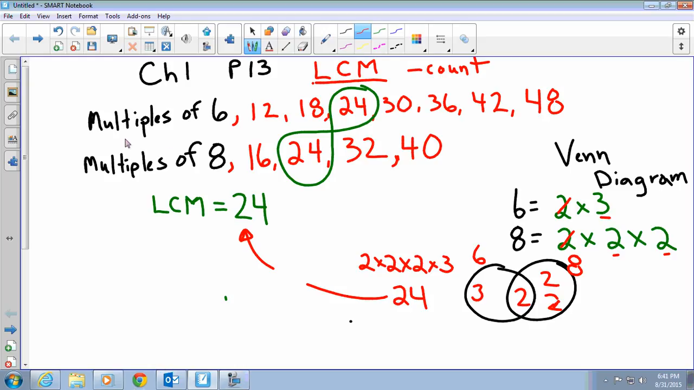One is called using the multiples, or the counting method, and the other is using the Venn diagram, which is our prime factorization method. Now, which one works the best? It all depends on the numbers. If you can easily count the numbers, like 6 and 8 are very easy to count by 6's and 8's, that might be your best method. Sometimes you might get larger numbers where it might be harder to count, and then it might be better to use the Venn diagram method. So, 2 methods, chapter 1, page 13, to find the least common multiple of 2 numbers.